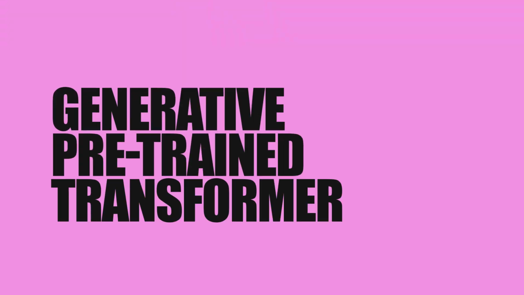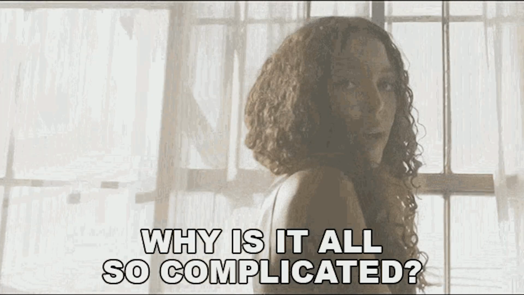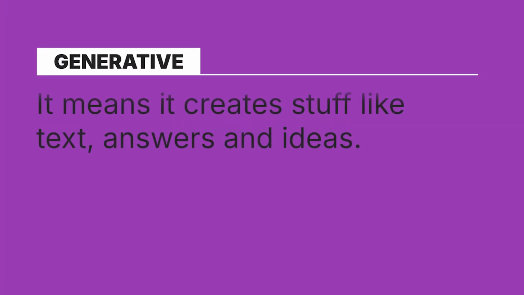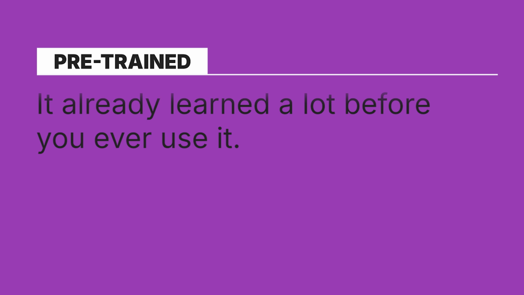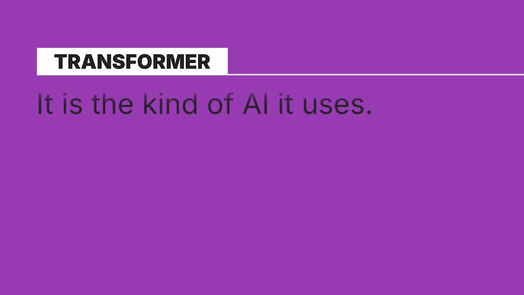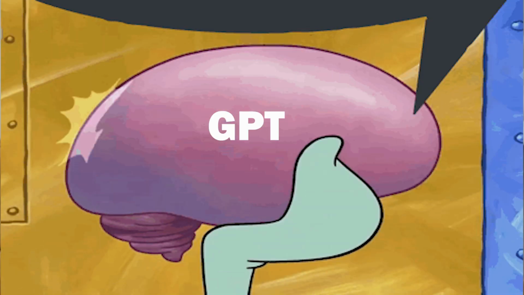GPT stands for Generative Pre-trained Transformer. That sounds complicated, but here's what it really means. Generative means that it creates stuff like text, answers, and ideas. Pre-trained means it already learned a lot before you ever use it. And Transformer is just the type of AI it is. Basically, GPT is the brain behind ChatGPT. It's what makes ChatGPT able to understand your questions and give smart, human-sounding answers.